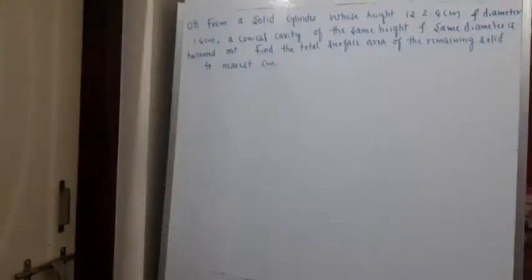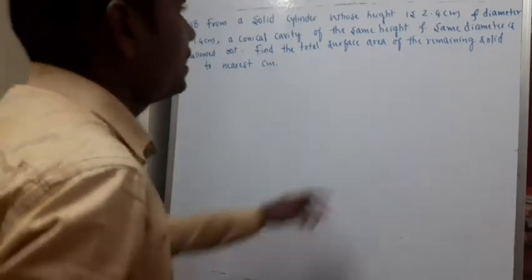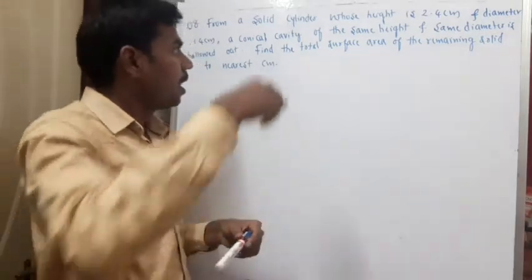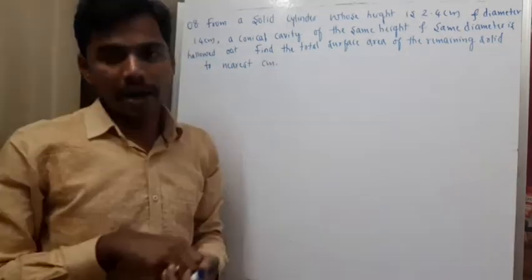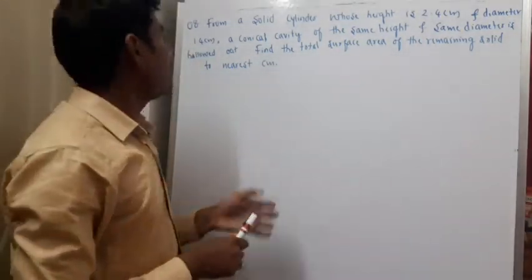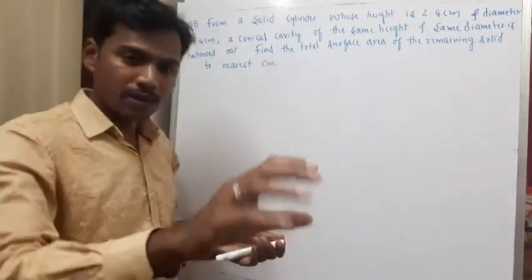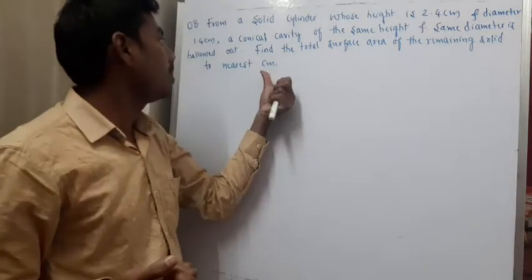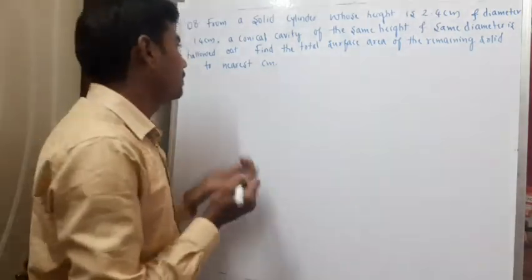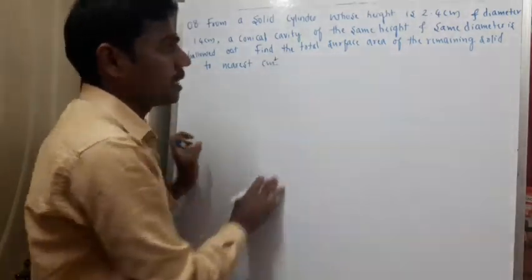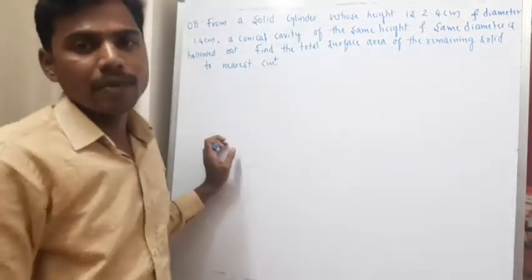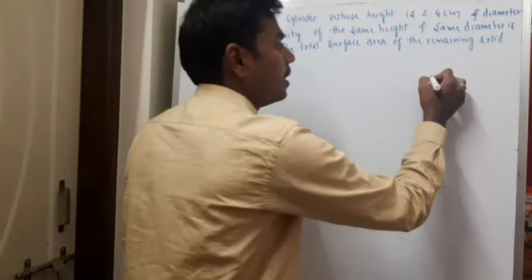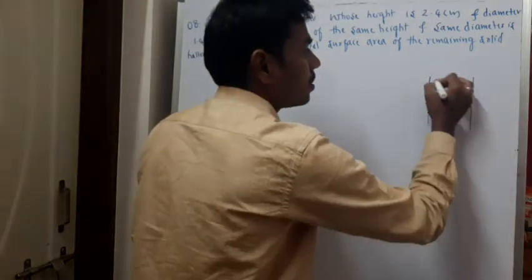So next, 8th question. From a solid cylinder whose height is 2.4 centimeter and diameter is 1.4 centimeter, a conical cavity of the same height and same diameter is hollowed out. Hollowed out means removed. Find the total surface area of the remaining solid to the nearest centimeter square. To the nearest centimeter square, because area will be expressed in terms of centimeter square. See, there is a solid cylinder.